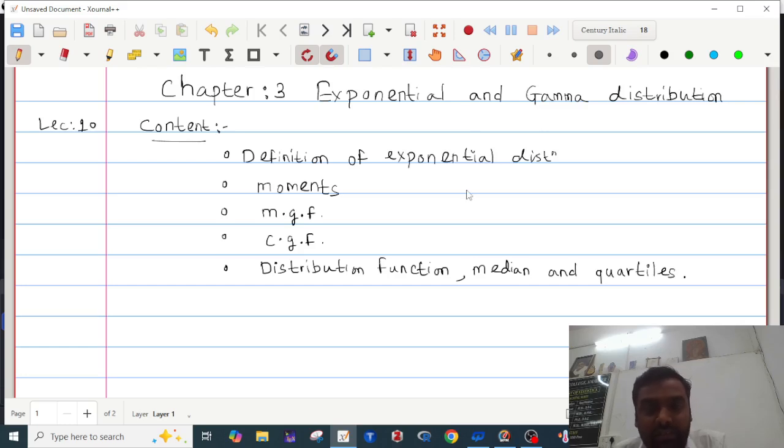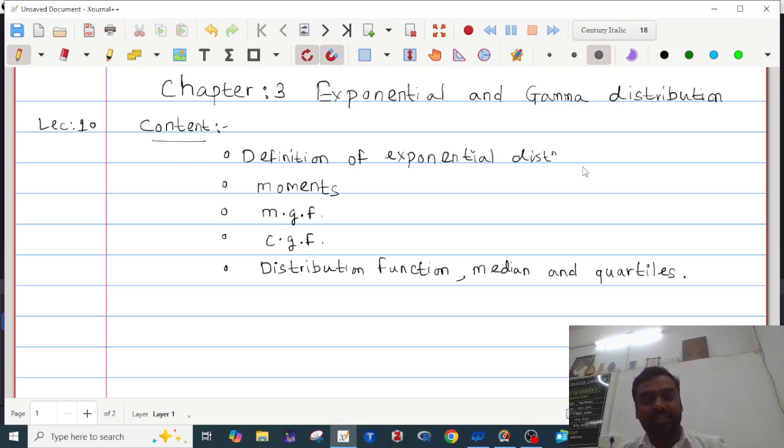Some common examples of the exponential distribution are the lifetime of any electronic component. Secondly, the time until decay of a radioactive atom. Third example is the inter-arrival time of customers in a queue. So these are the situations where the exponential distribution is satisfied. Let's start its analytical discussion.